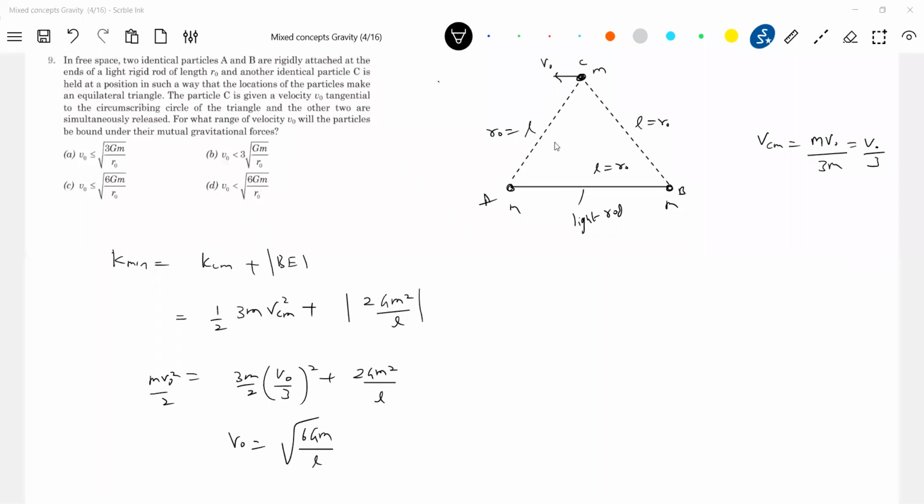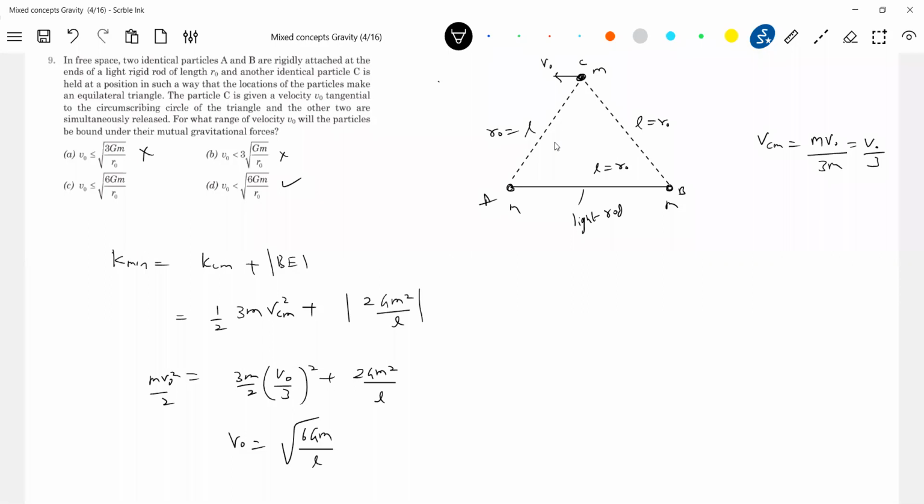See, this is ruled out. So less than or equal to, or less than, what do we have to pick up? Less than. If it's less than, it gets bound. If it is equal to, what happens? They just reach infinity, it will not be a bound system. If it's greater than that, definitely what happens? They will escape to infinity. So therefore, it should be the less than.